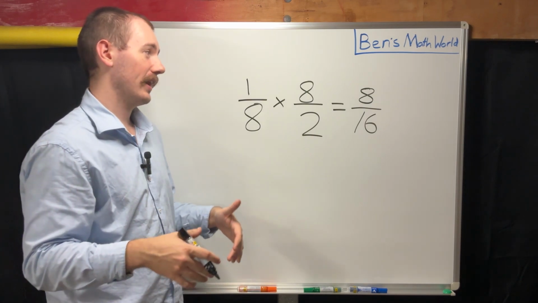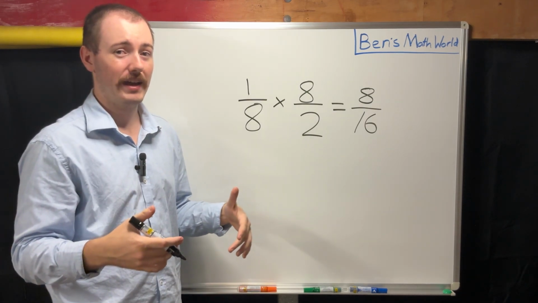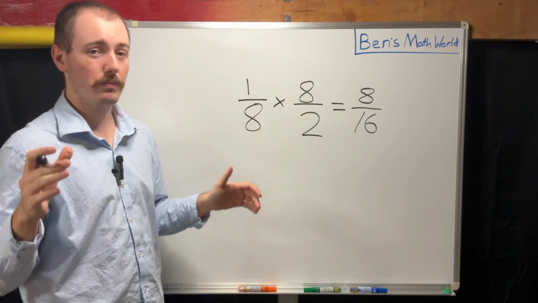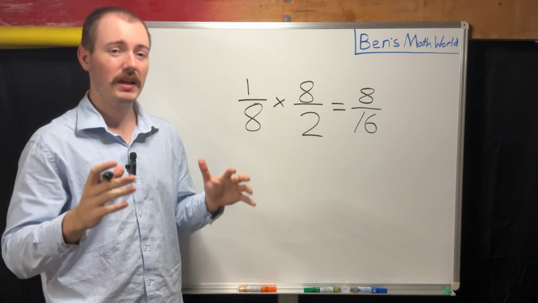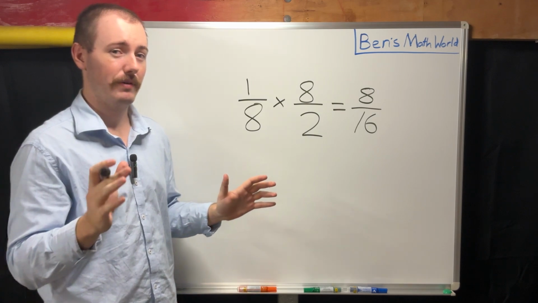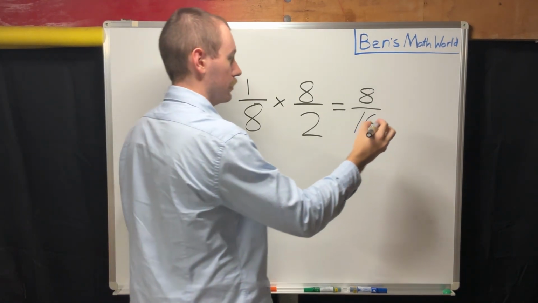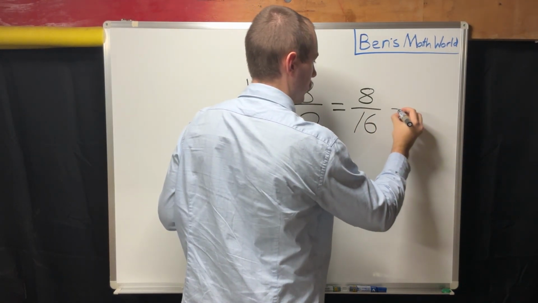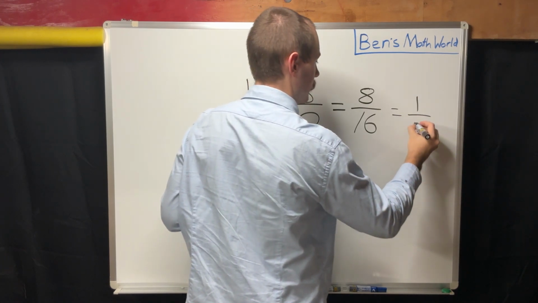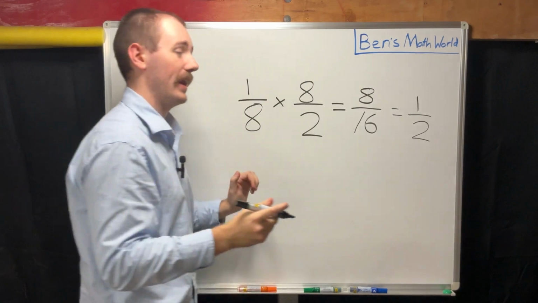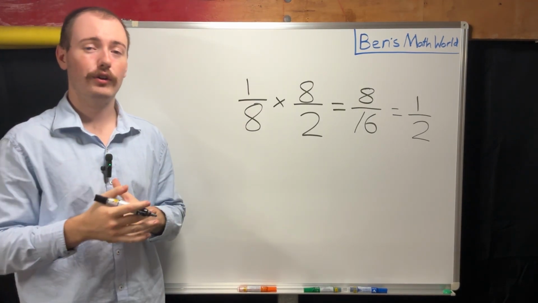Now, we can tell that both of these would have factors of 8. So let's try dividing the top and the bottom by 8. Because remember, if you do it to the top and the bottom, your answer is going to remain the same. And that is how you simplify. So if we divide 8 by 8, we get 1. And if we divide 16 by 8, we get 2. So our answer here is actually going to be 1 over 2, or half.